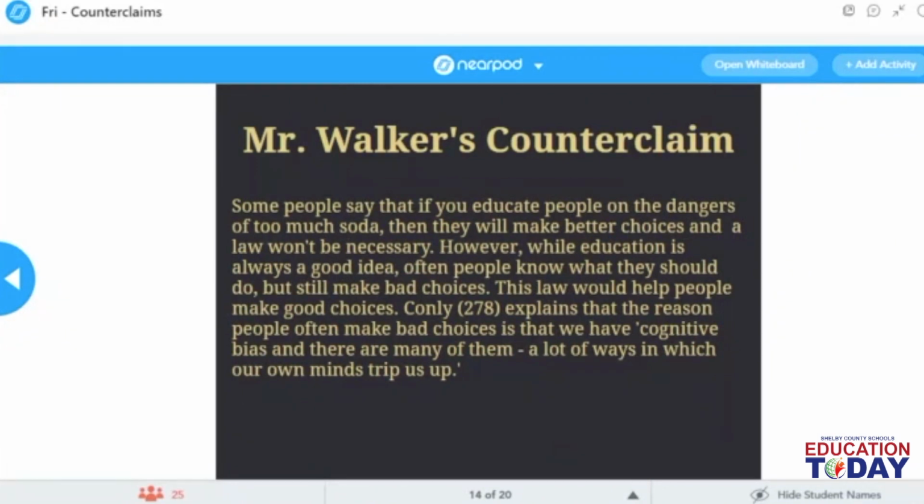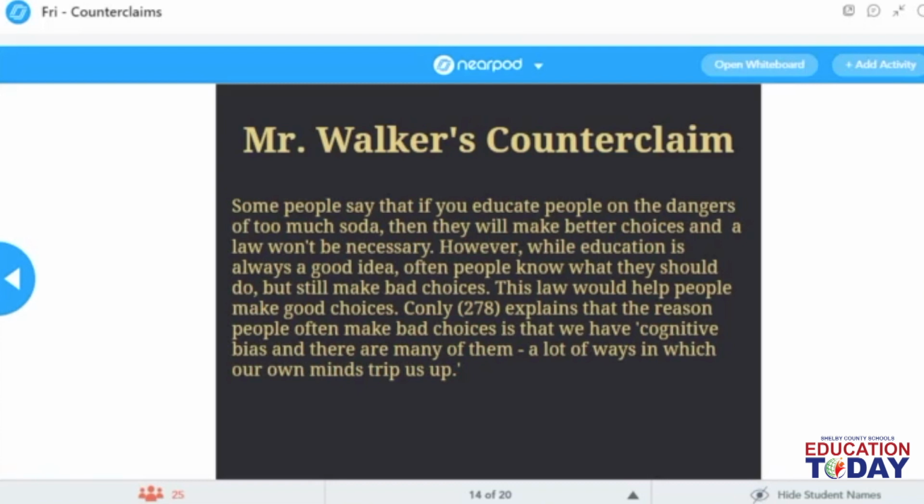And you also know I started with, some people say, that's a good way to start a counterclaim paragraph. Some people say, some people argue, others may argue. And if you notice in the text we read, that is how those authors started their counterclaims. That's good language to use to start one.